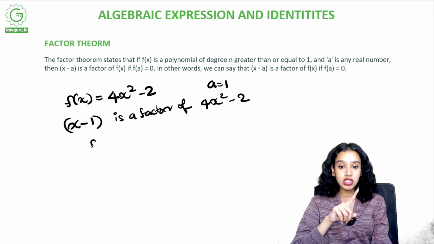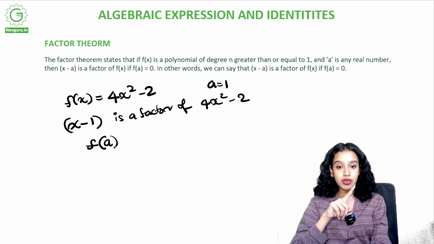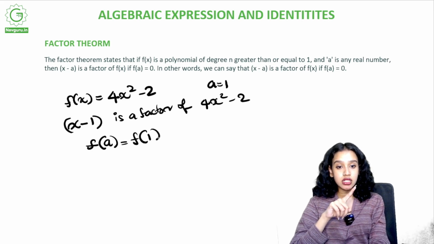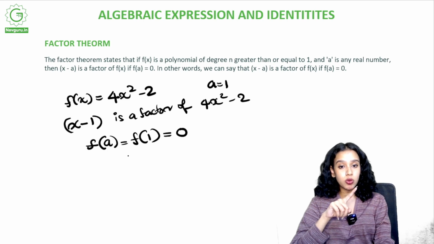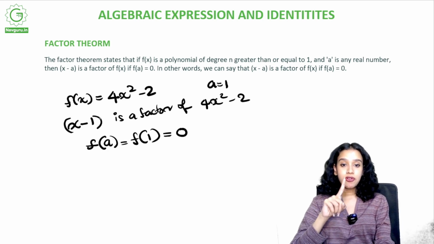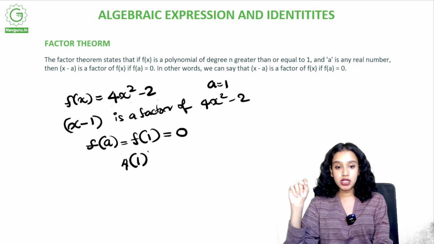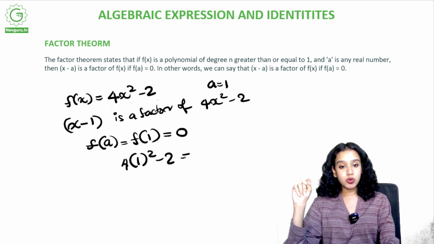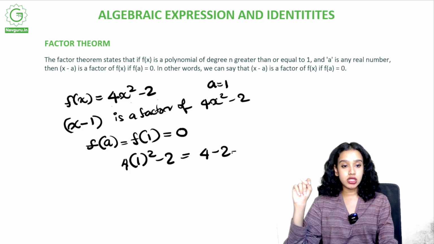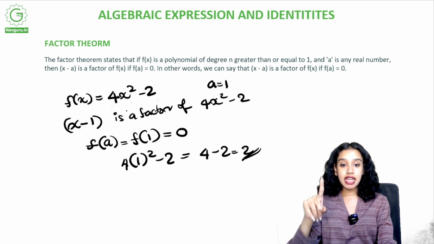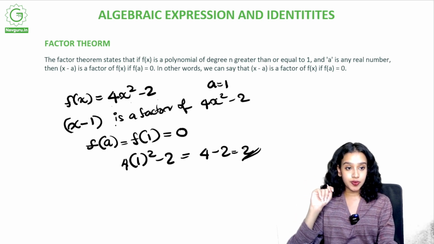What is the condition here? f of a means f of 1 should be equal to 0. So what is f of 1? f of x is equal to 4x square minus 2. So f of 1 would be 4 into 1 square minus 2, which would be equal to 4 minus 2, which is equal to 2. This means that x minus 1 is not a factor, right?